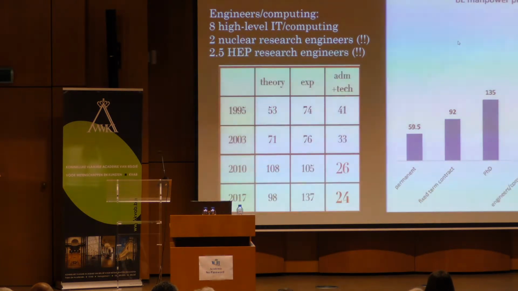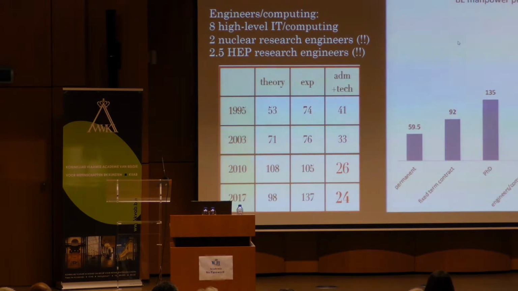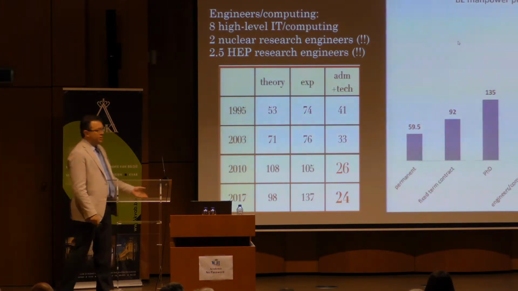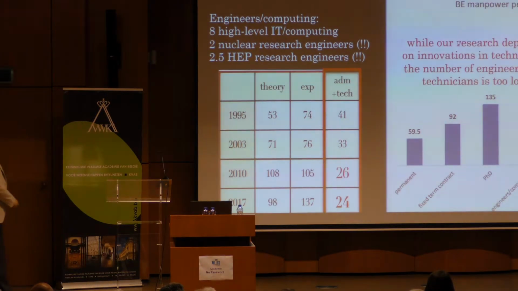The evolution over the years, if you go back 20 years ago and you look to more or less today, the number of scientists has almost doubled. And you see the number of administrative and technical support basically went down with a factor of 2. This is not good. And again, our research depends on these technology innovations.